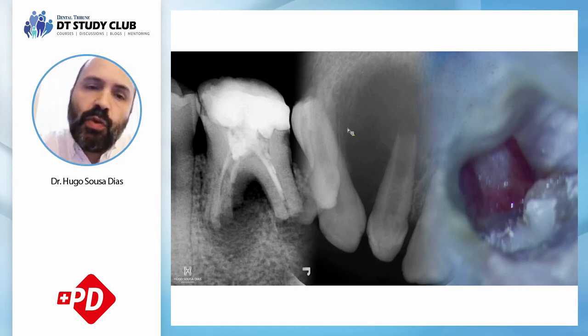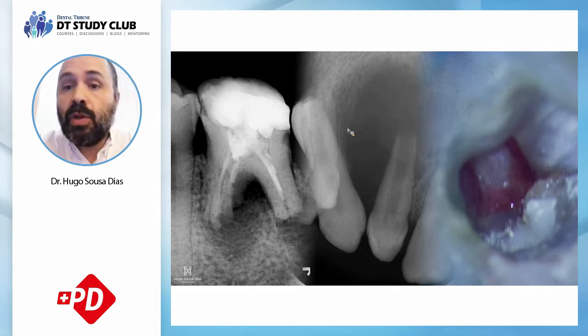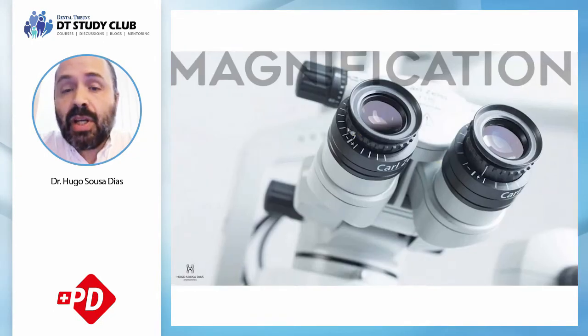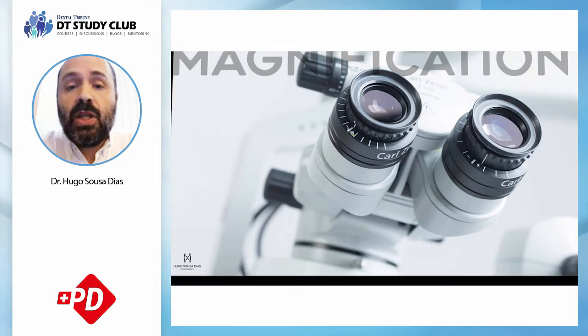We need to improve ourselves. We need to improve our practice. We need to improve our knowledge. We need to study. We need to have adequate armamentaria, adequate devices in our office, CT scan, magnification with microscope or loupes. And we need to train a lot to have practice.